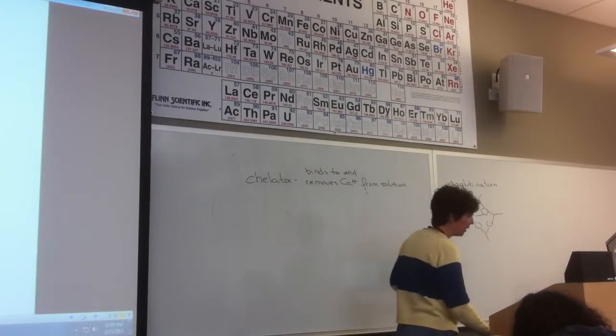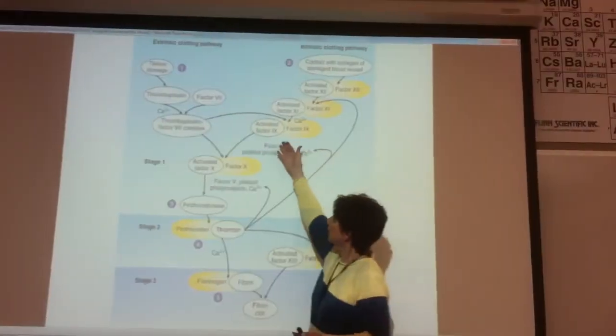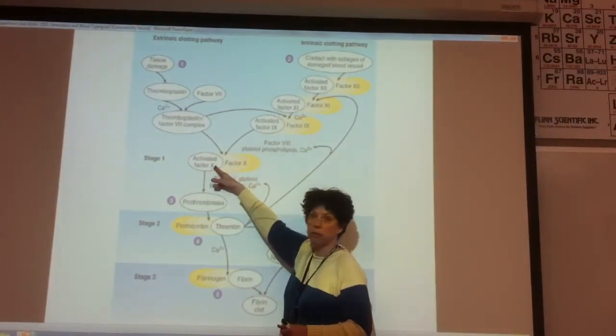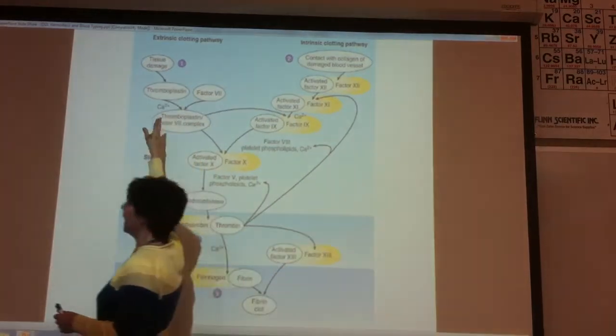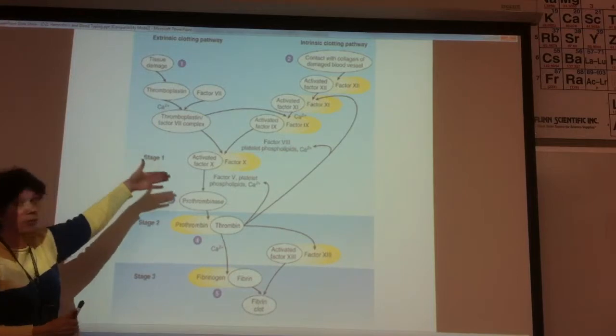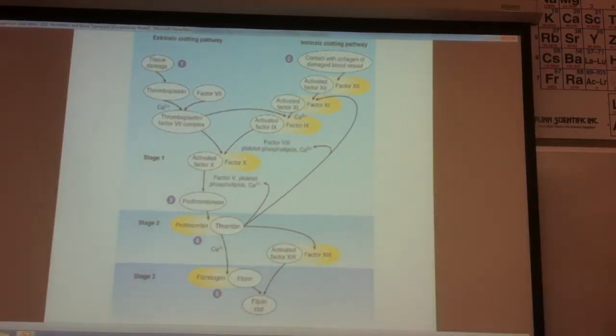If we go back to this slide, we've come down this pathway here. Here's factor 9, and it's going to activate factor 10. Now we're going to look at the extrinsic pathway, which is much shorter. All right, it doesn't have as many steps that need to be regulated.